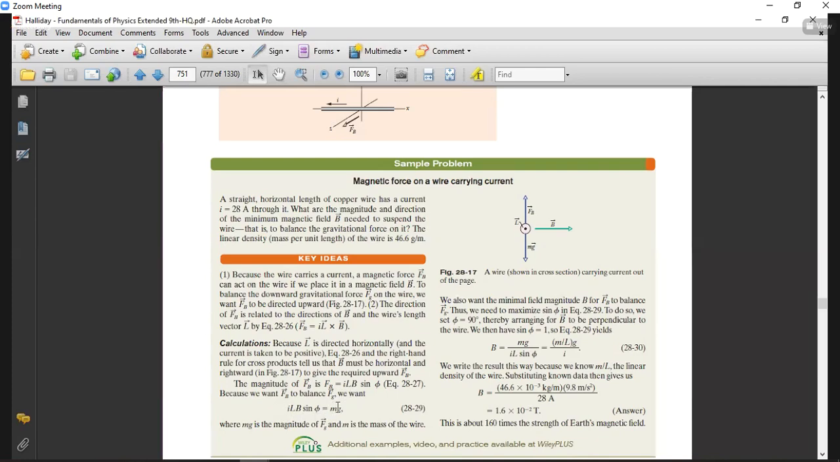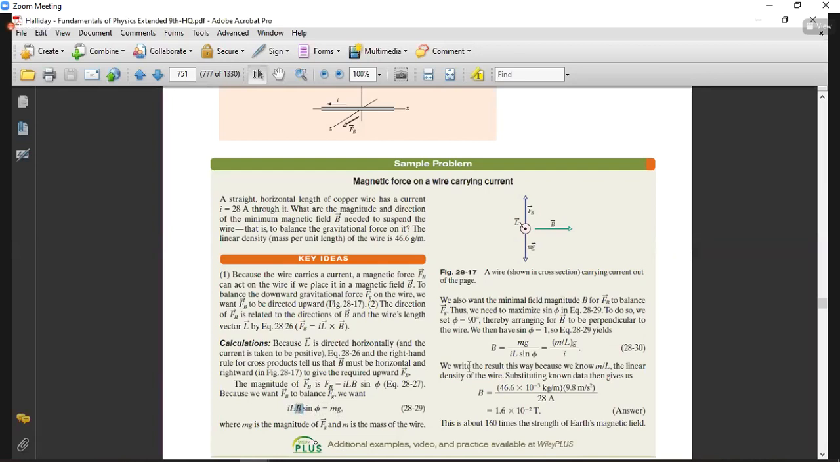Then we can say that both of these are balanced here, like we studied in the case of the Hall effect, or in the case of the cross fields, when the electric force becomes equal to the magnetic force. So here we are balancing the gravitational force and the magnetic force due to the current carrying wire. So we will take these two relations equal. ILB sin phi will be equal to mg, and then we will rearrange the equation in order to find the minimum magnetic field that is required.